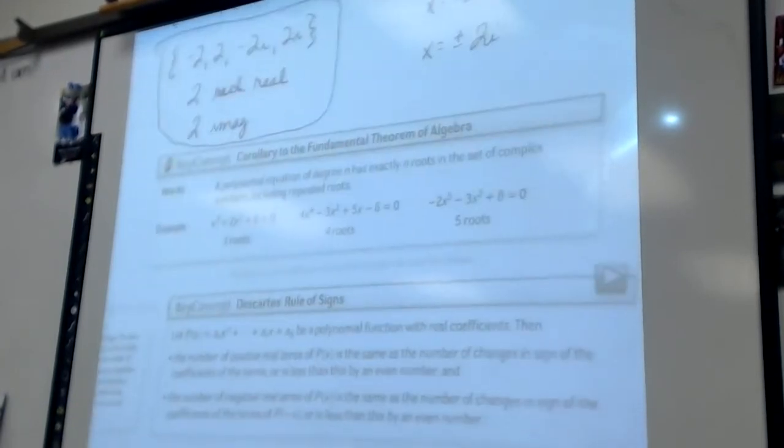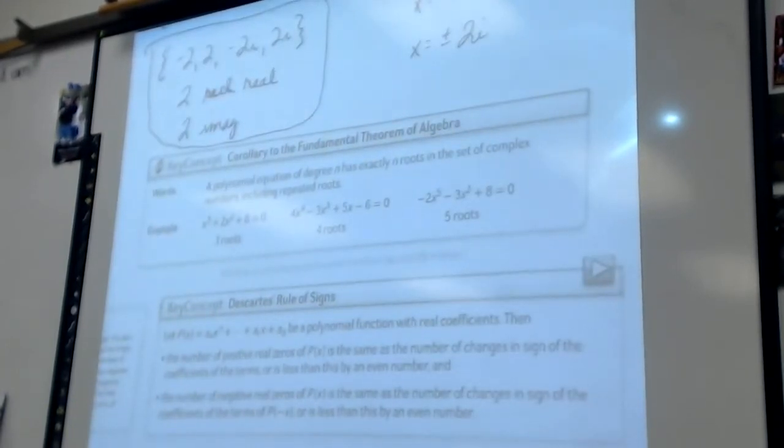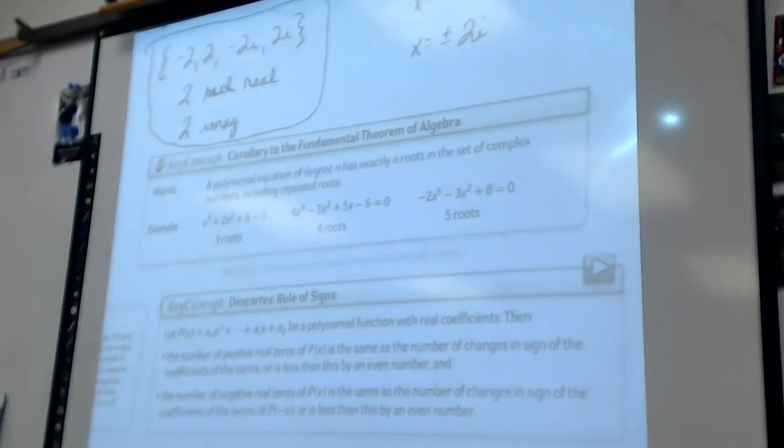Okay, now there's a corollary to the fundamental theorem of algebra. And a corollary basically is just kind of an add-on to it or further explains it. So the fundamental theorem of algebra said that every polynomial equation that has a degree of 1 or greater is going to have at least one root in the complex number system. But the corollary goes on to say not only is it going to have at least one, you can know how many. Because the number of roots is going to match the degree of the function.